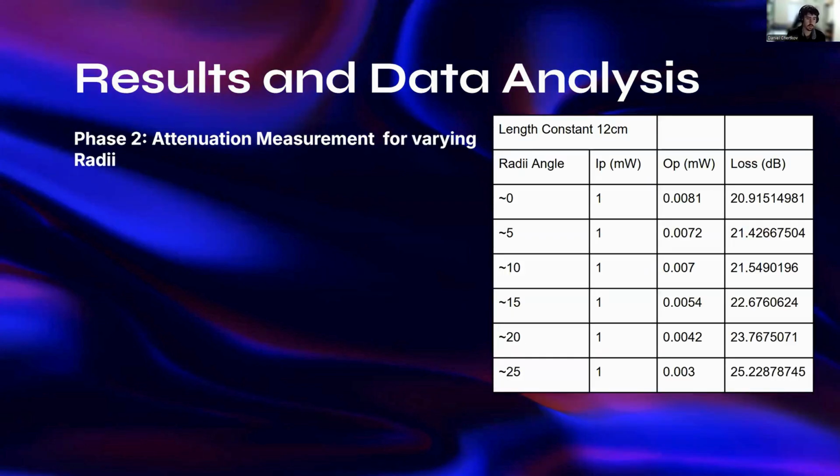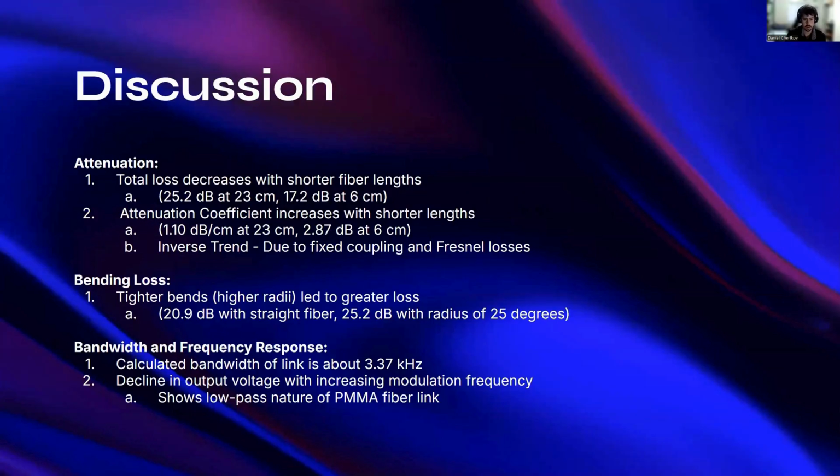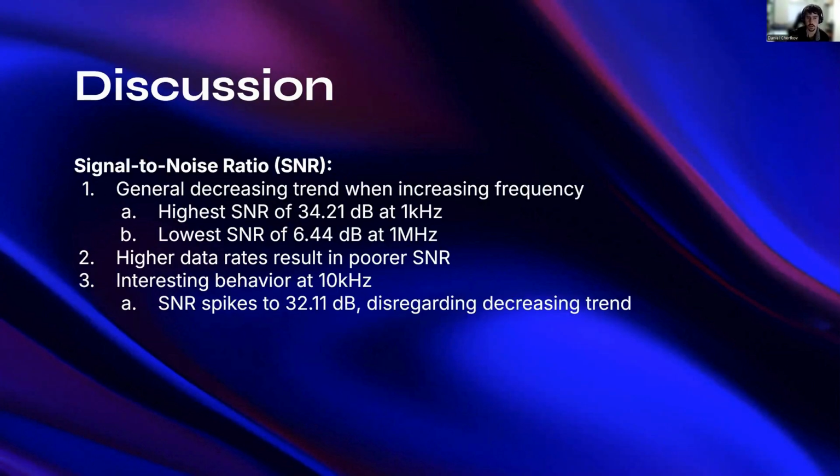On the next slide, we tested the angle of the fiber optic versus the power. As the angle increased, the output power decreased. Simply, this is due to the light leaking out of the fiber optic as it no longer efficiently uses TIR, leading to a higher attenuation loss per angle. The next slide is basically what I just discussed, and similarly on the next slide as well.